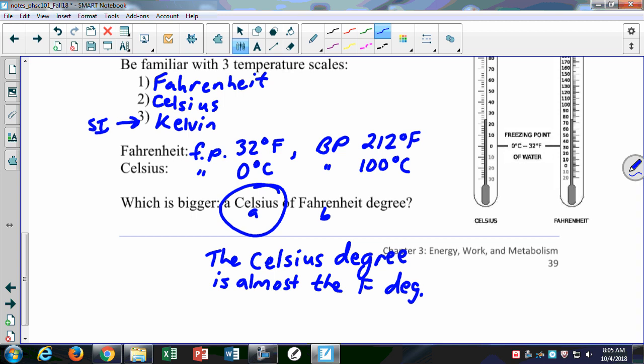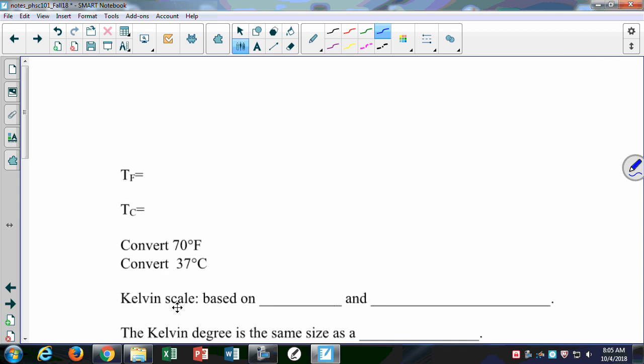How come we don't use it all the time? Why don't we use the Celsius degree? Why don't we use the metric system? I think it's just historical that we've used the Fahrenheit for so long. But haven't other countries done that too in their schools? Yeah, we're just special.